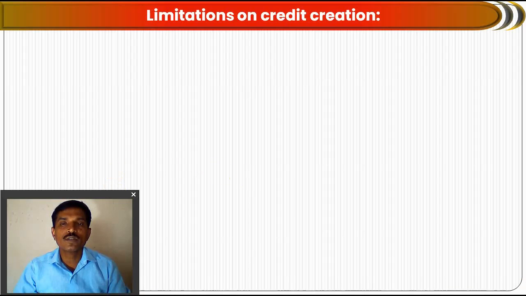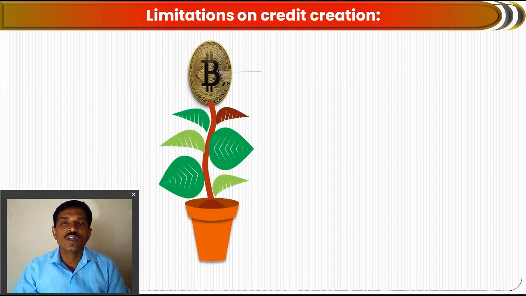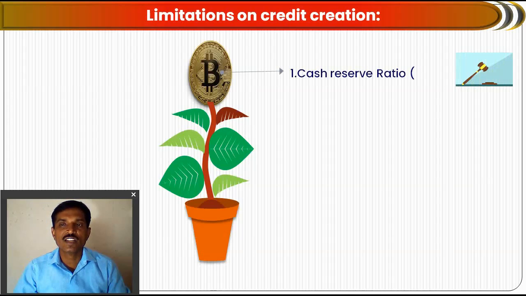What are the limitations on this credit creation? So we discuss here the limitations on multiple credit creation. First, cash reserve ratio. When the cash reserve ratio is higher, less credit is created by the commercial banks. And a lower cash reserve ratio means more loan distribution and more credit creation. As per the guidelines of the Reserve Bank or central bank, the CRR decides the amount of multiple credit creation. So more CRR means less credit creation.